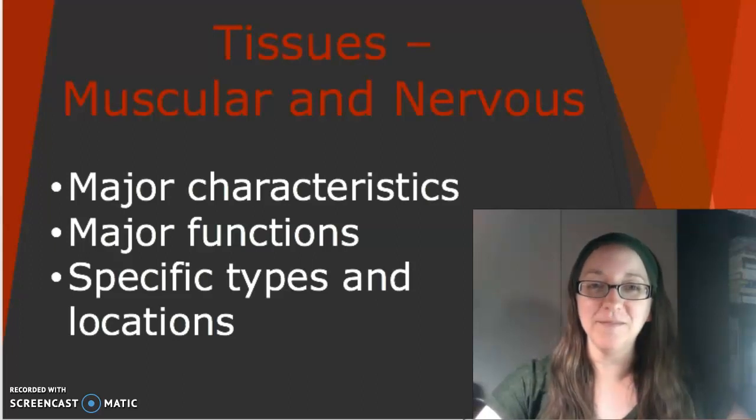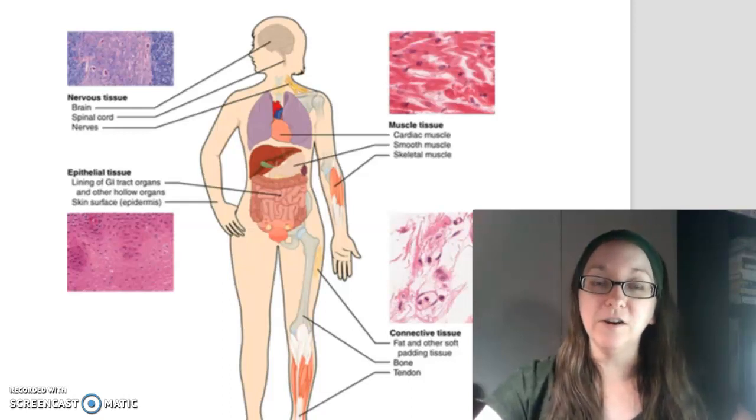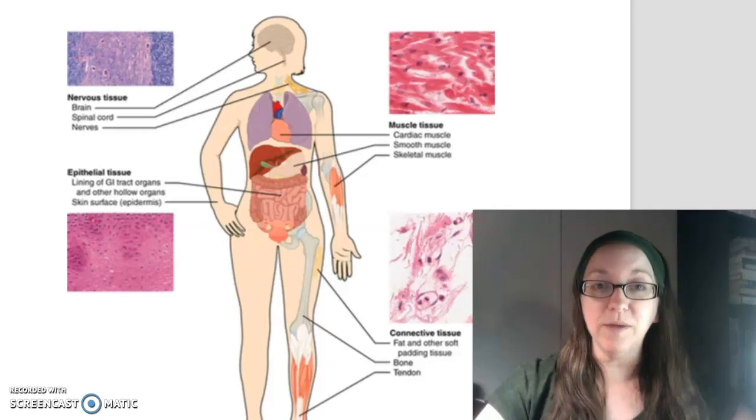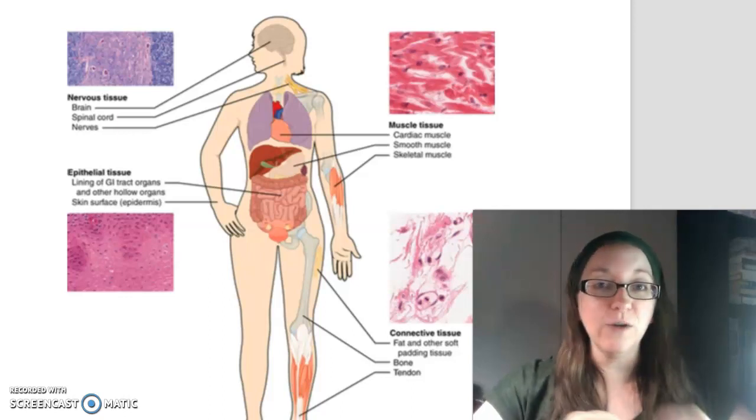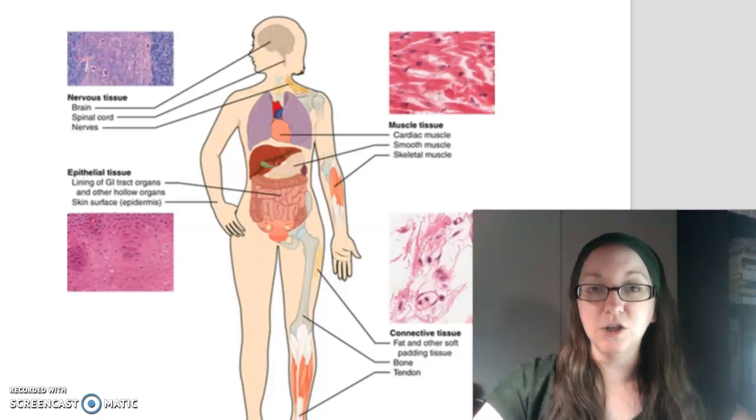So let's get started. Now remember that there are four main classes of tissues in the body. There's epithelial, connective, muscle, and nervous. So this video is going to focus on muscle and nervous. So let's just start with muscle and think about its overall function in the body. It's pretty easy. It's movement, right? It doesn't matter whether you're talking about voluntary movements as you exercise or involuntary movements like your heartbeat or digestion. Those are all movement, so they all have to have muscle tissue.